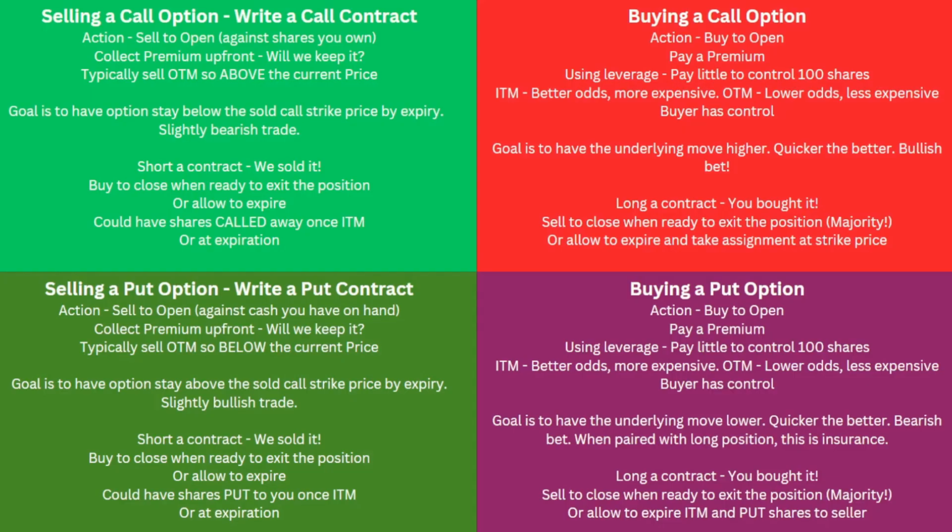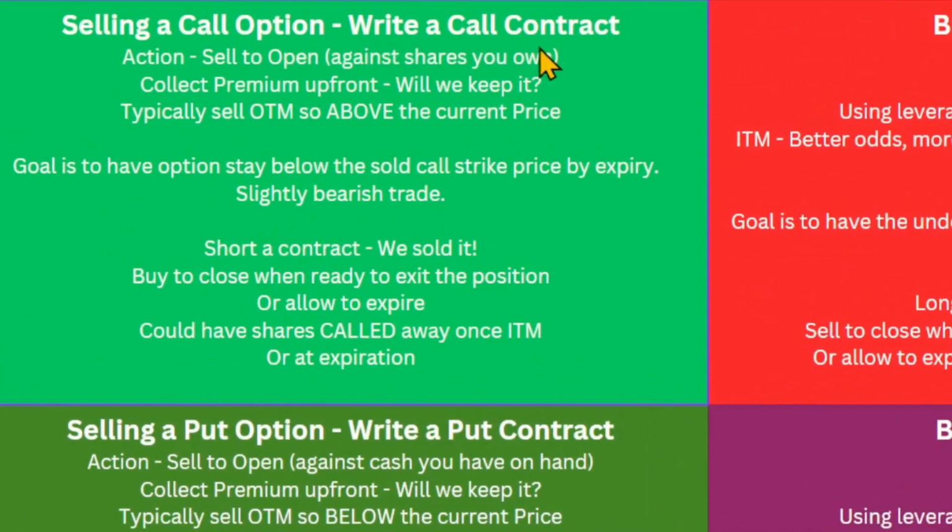Now back to our cheat sheet for our final trade of the day, our final building block. In this case, selling a call option or writing a call contract. Just like selling a put, our action is sell to open. The difference is when we were selling a put contract, we were doing this against cash that we had on hand in case those shares got put to us. With a call contract, this is against shares you own, and this is often referred to as a covered call strategy. So I own 100 shares of stock XYZ, but I'm willing to part with these.